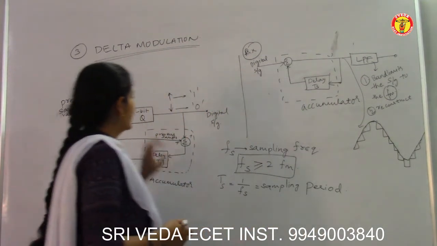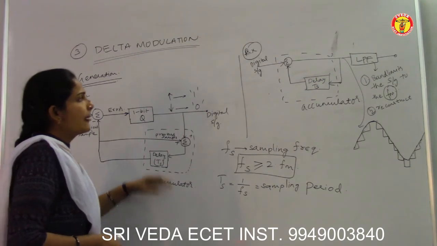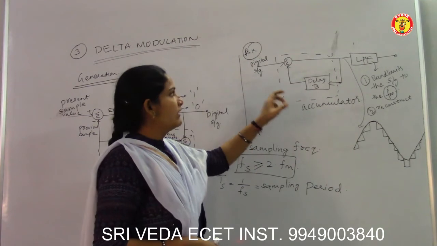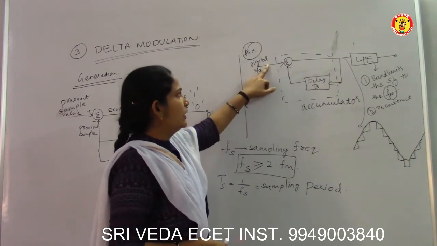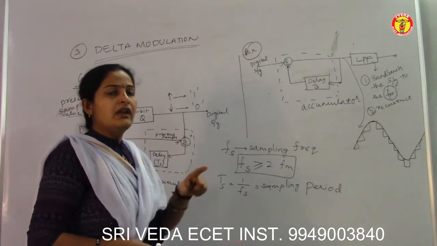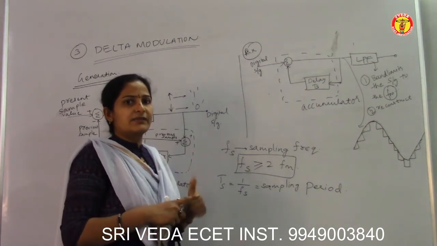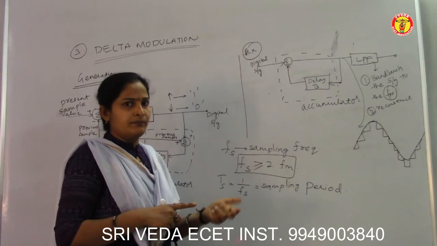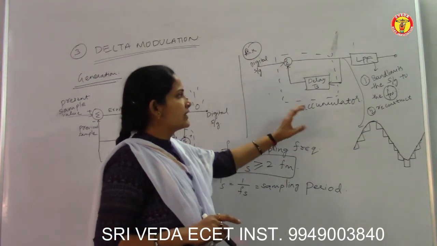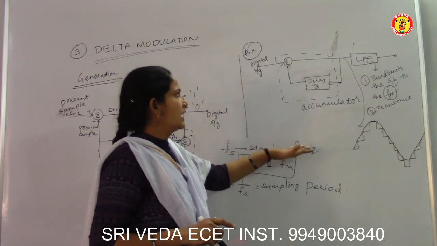So at the transmission side we use an accumulator, and at the reception side we also use an accumulator. Here we do not need a decoder, but in DPCM and PCM we use an encoder at the transmitter side and a decoder at the receiver side, along with A to D and D to A converters. But here there is no need of A to D and D to A converters.